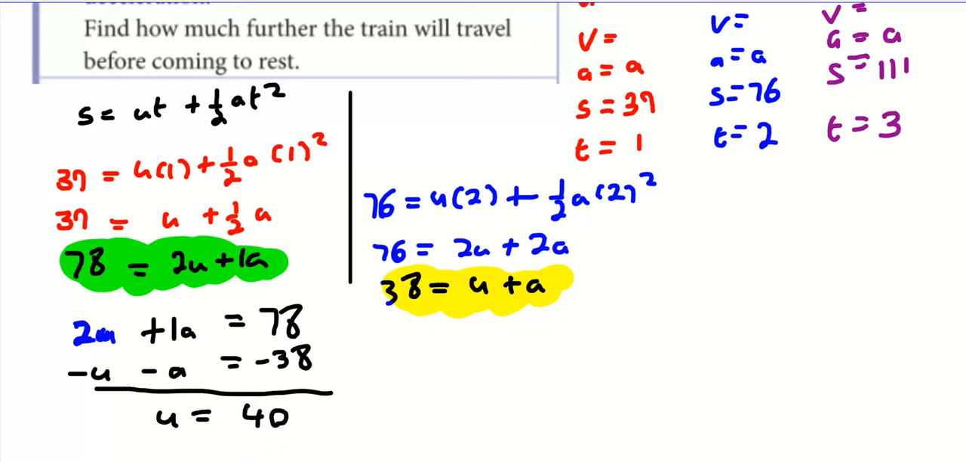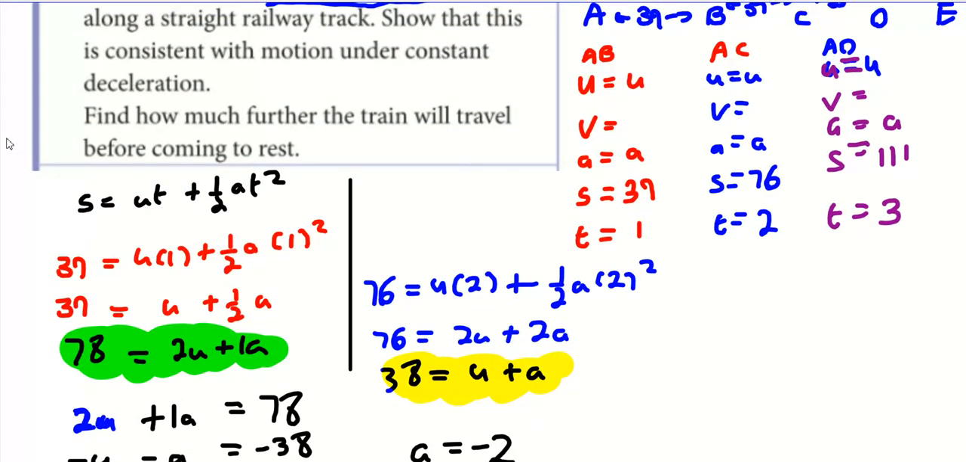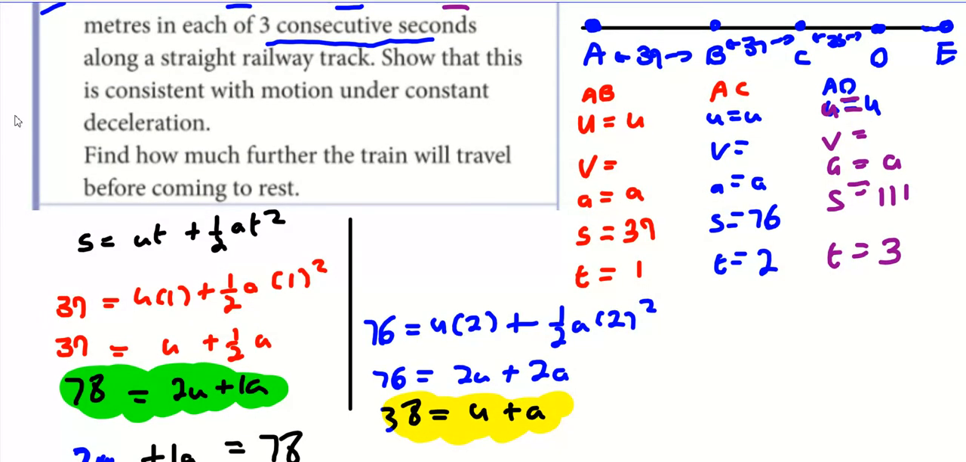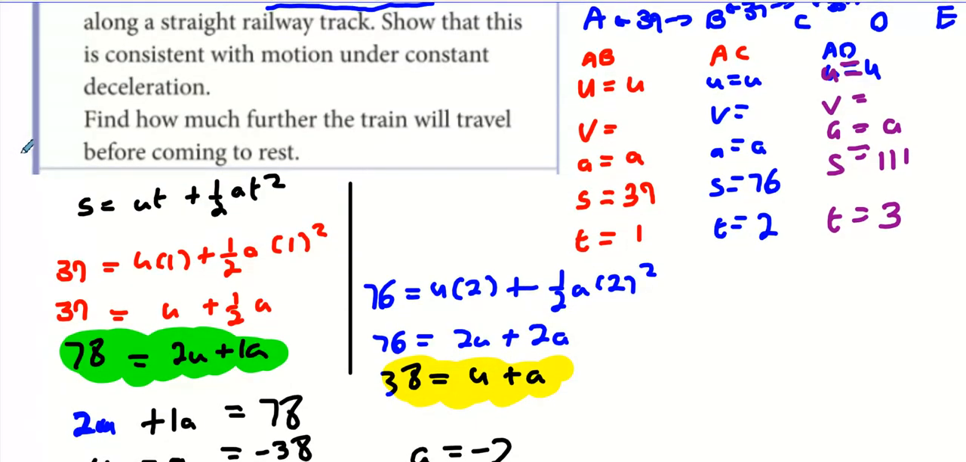Okay? But we know that u plus a is 38, so what does that mean for the a value? A is -2. Okay. Do you know what was odd here? They gave us too much information. Do we really need the third set? No. Well, we do for the next question, don't we? Yes.